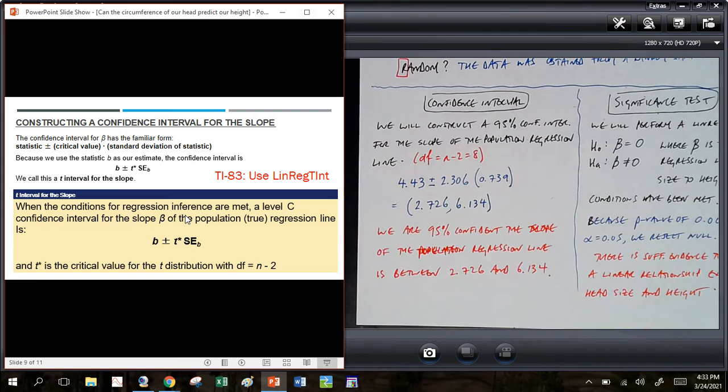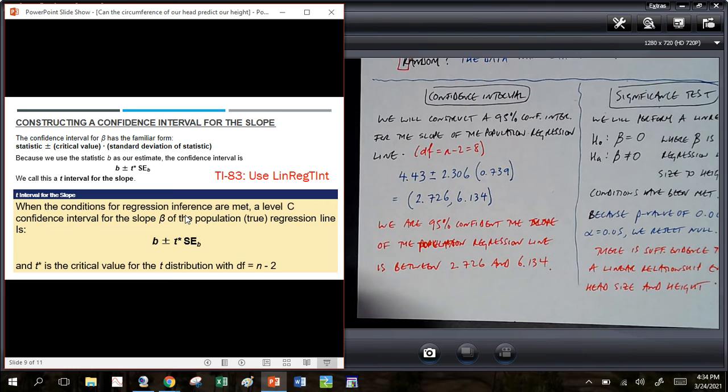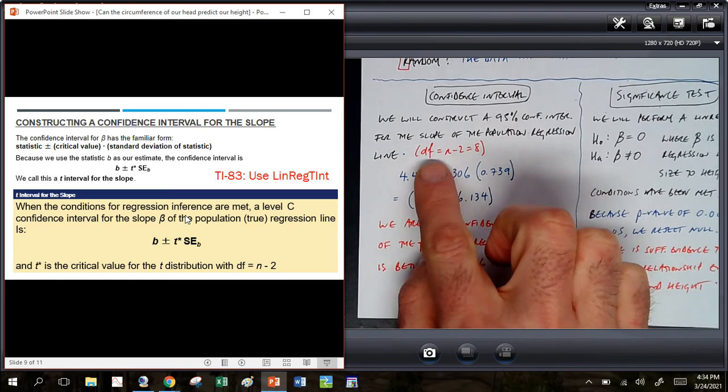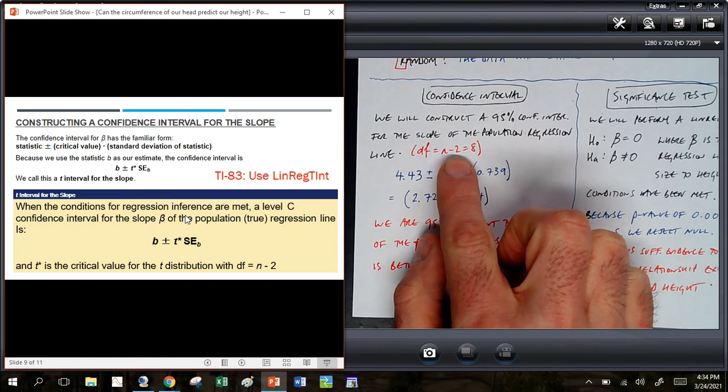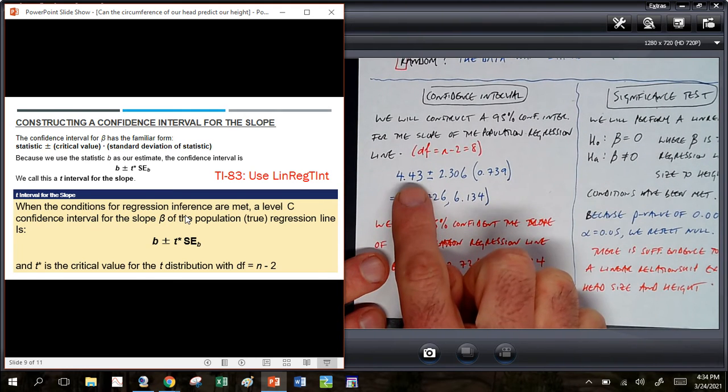So first off, state what you're going to do. We're going to construct a 95% confidence interval, although if you were told to do a 99%, you would change that. So we're going to do a 95% confidence interval for the slope of the population regression line. Our degrees of freedom is always n minus 2 because we're looking at two variables here, and that's going to be 8.